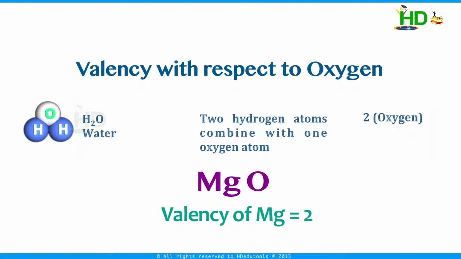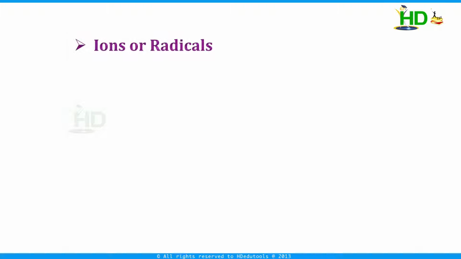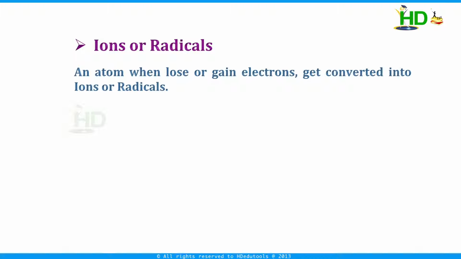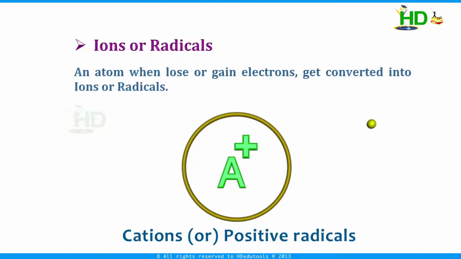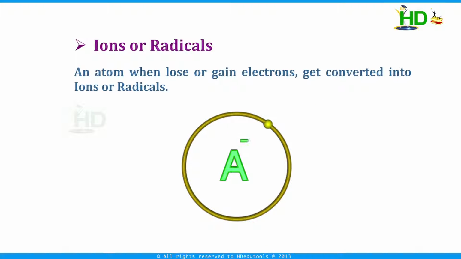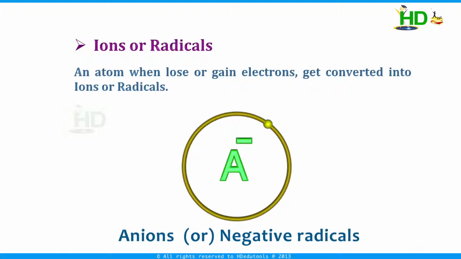And one more important thing, certain metals exhibit more than one valency, that is, they can exhibit variable valency. Next one is ions or radicals. An atom or a group of atoms, when they lose or gain electrons, gets converted into ions or radicals. Ions formed by the loss of electrons are positively charged and are called cations or positive radicals. And ions formed by the gain of electrons are negatively charged and are known as anions or negative radicals.